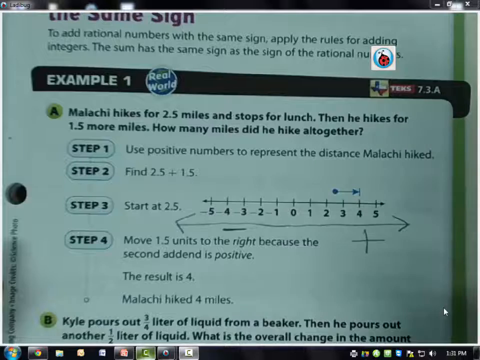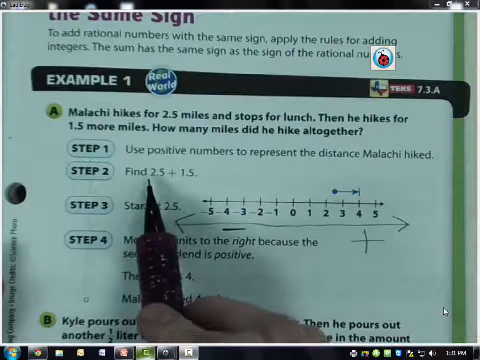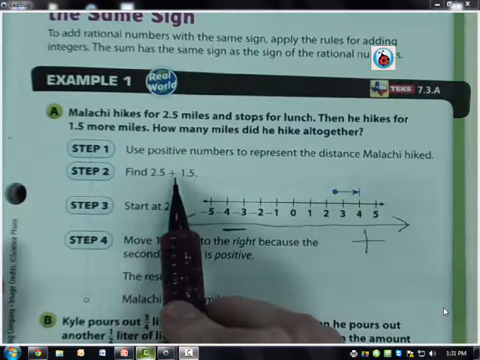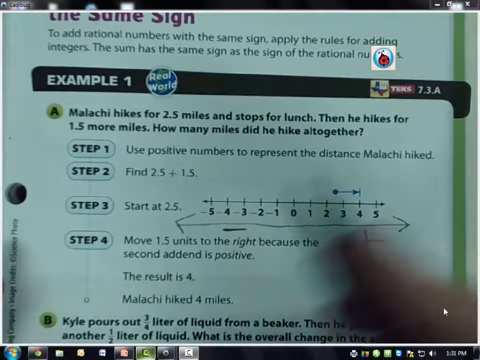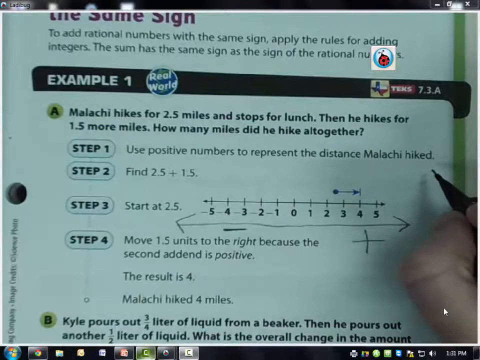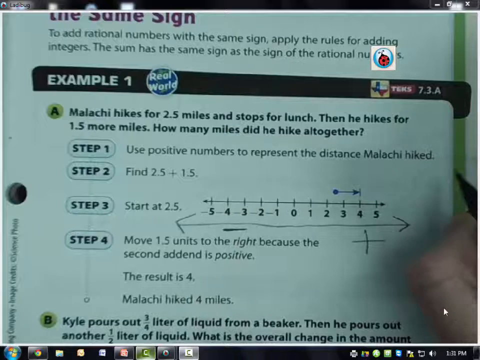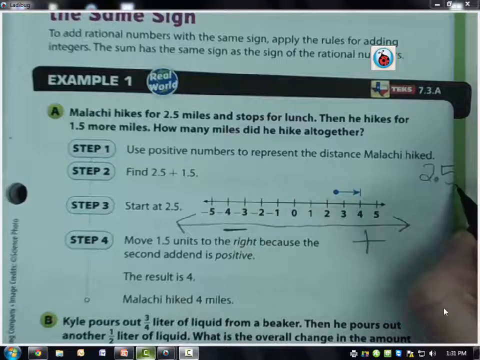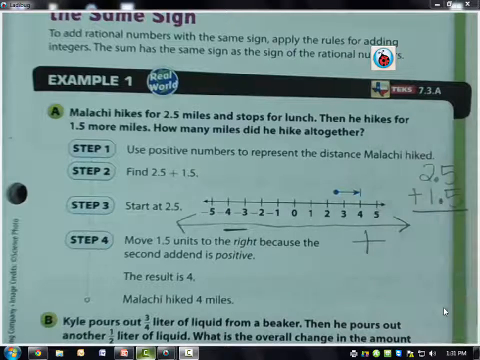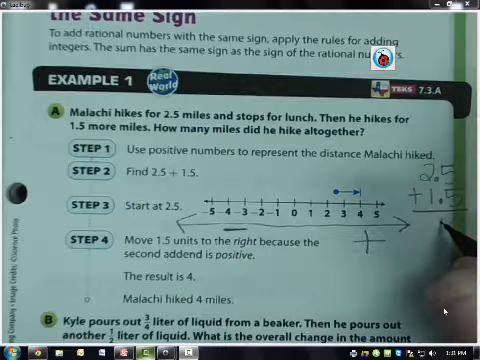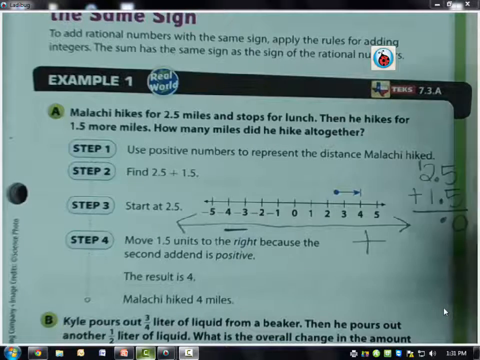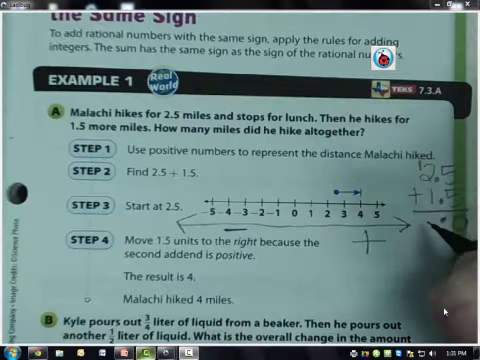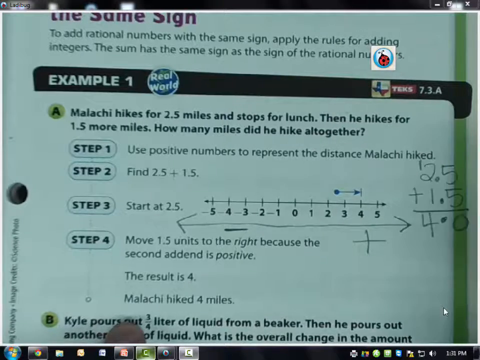So we need to find what 2.5 plus 1.5 equals. Remember, decimal rules, I'm going over decimal rules also right now, is when we add, we got to line up our decimals. So 2 5/10 plus 1 5/10, we need to line up our decimal, bring it down. 5 plus 5 is 10, bring up the 1, 2 plus 2 would be 4. So he hikes 4 miles.